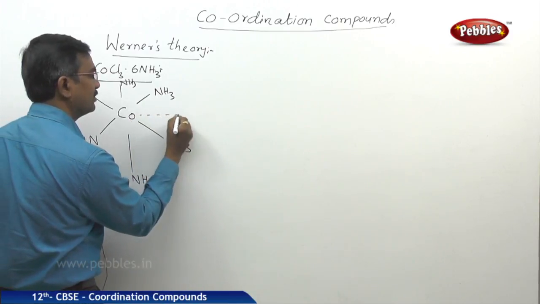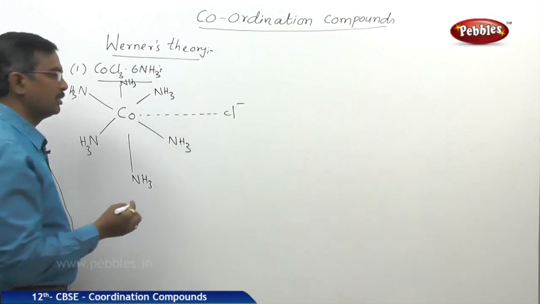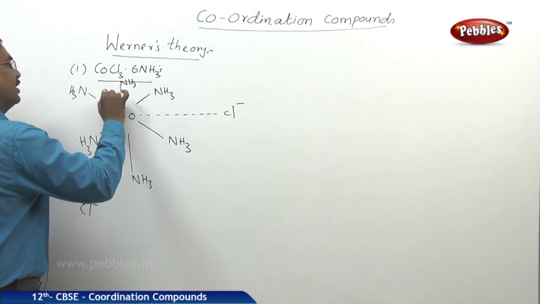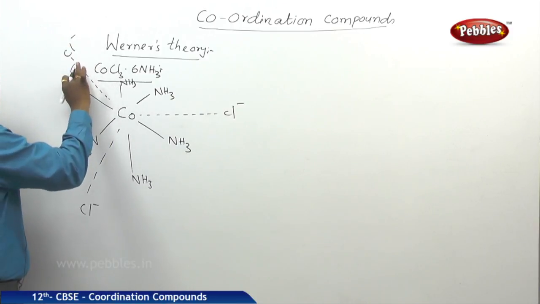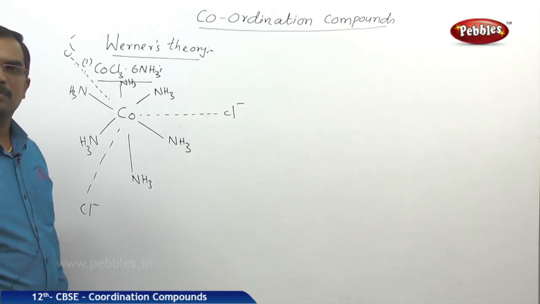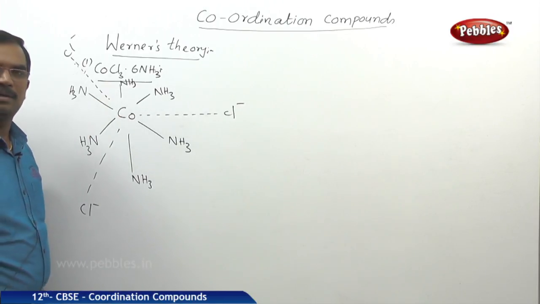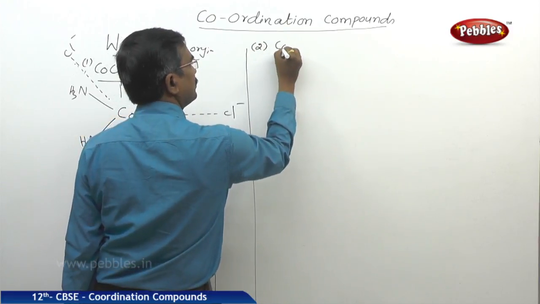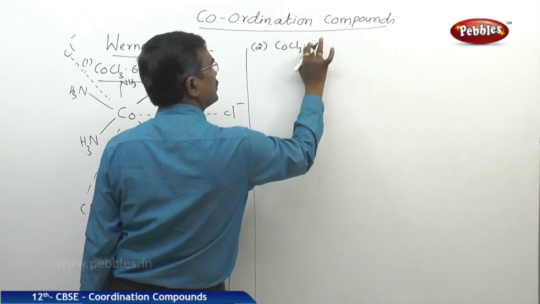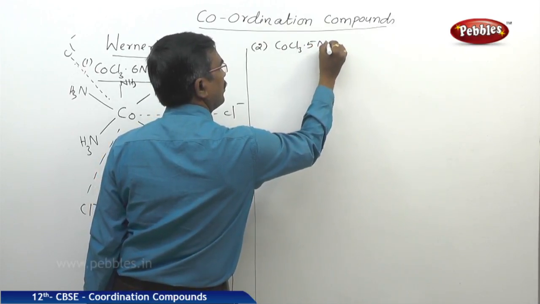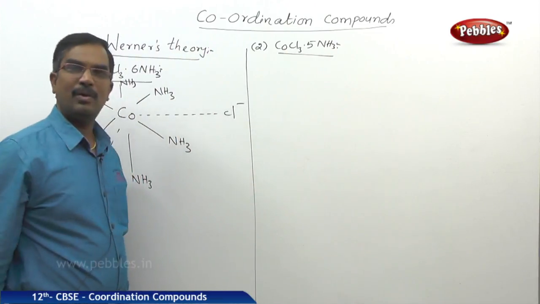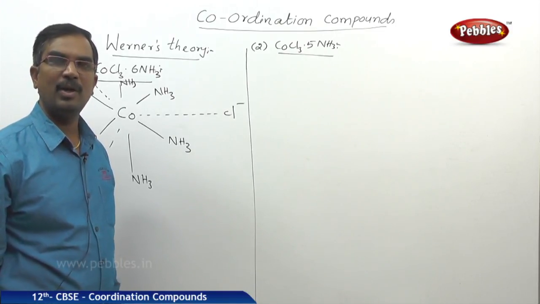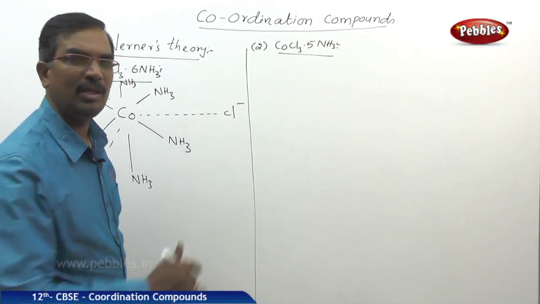Just for convenience, we are writing like this. Chloride. This is also chloride. This is also a chloride. This is how we can represent this particular complex. And coming to the second one, as I told you, CoCl3.5NH3. So here 5 ammonia molecules will satisfy only the secondary valency. Out of 3 chlorides, 1 will satisfy both primary as well as secondary, and the remaining 2 will satisfy only the primary valency.